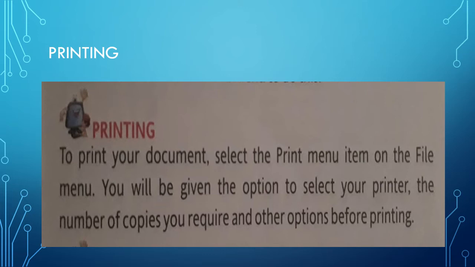Next we have printing. Now to print your document, select the Print menu item on the File menu. You will find this Print menu item on the File menu. You will be given the option to select your printer, the number of copies you require, and other options before printing. So many things it will ask you before printing your paper.